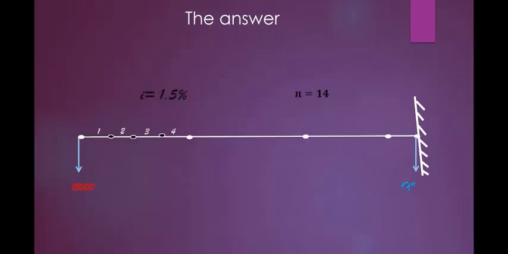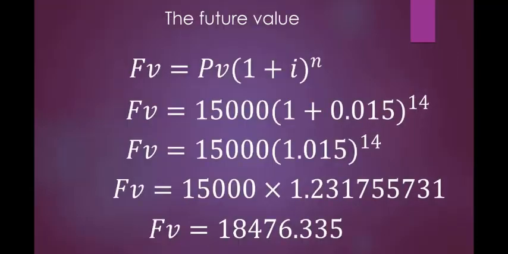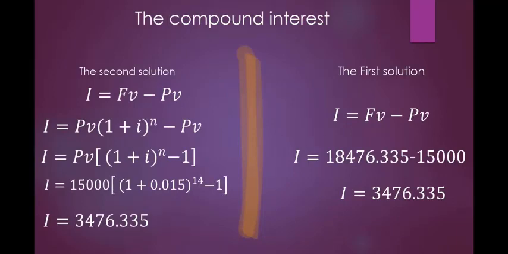This is the time diagram. The future value, FV equal PV times (1 plus I) to the power N. For PV equal $15,000, I equal 1.5% and N equal 14, the future value or the amount equals 18,476.